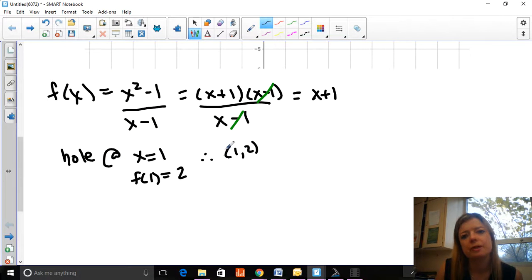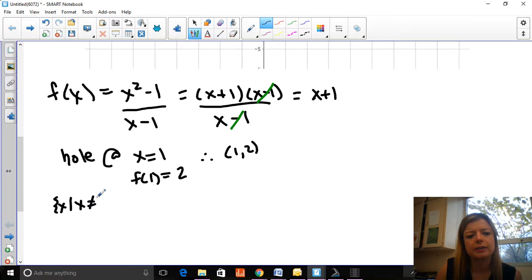Okay, there are no other discontinuities. There's no horizontal asymptotes, because really once you rearrange it, it's not even rational anymore. Okay, so then the next step is to write the domain. So it is x such that x cannot equal 1, but it's in the set of all real numbers.